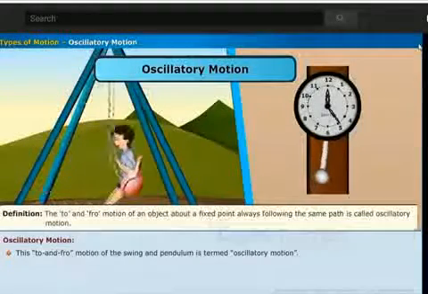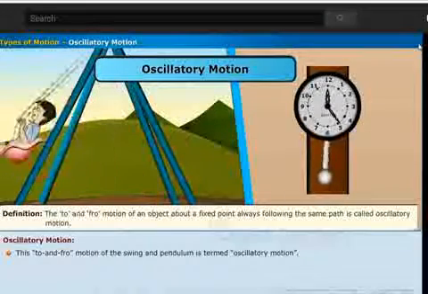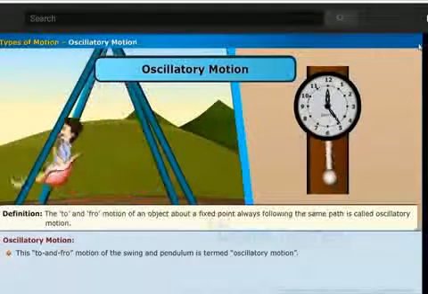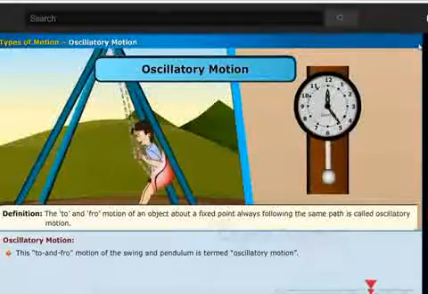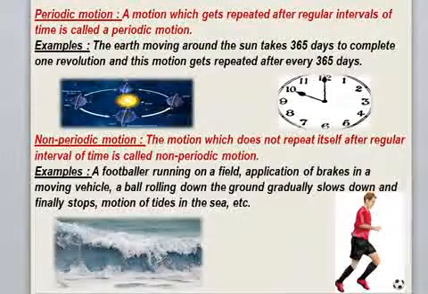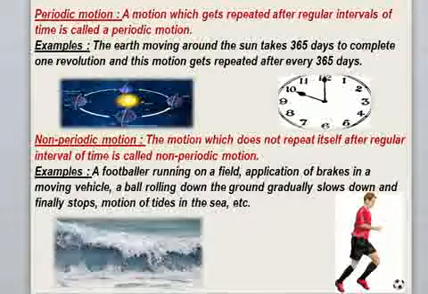Definition: the to and fro motion of an object about a fixed point, always following the same path, is called oscillatory motion. Next, we read about periodic and non-periodic motion.